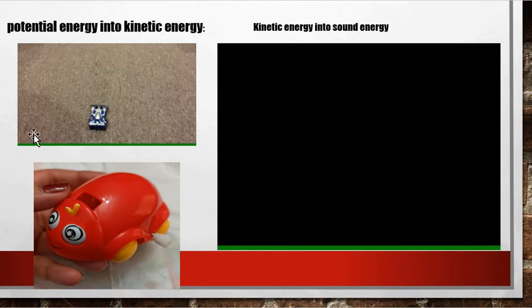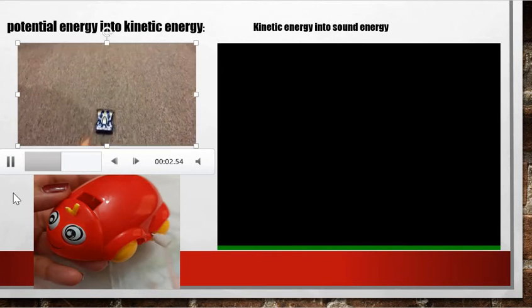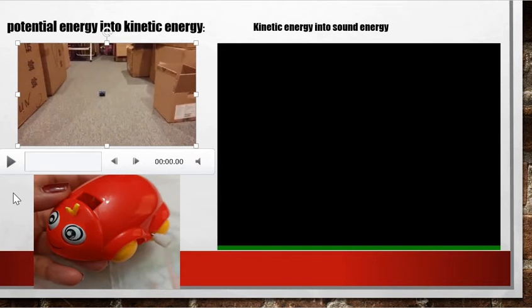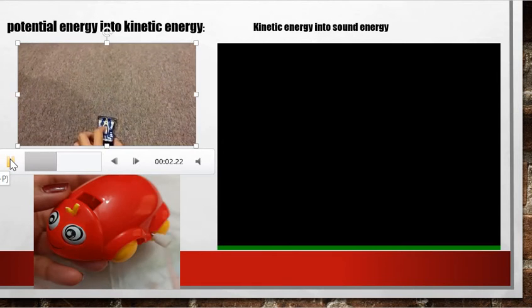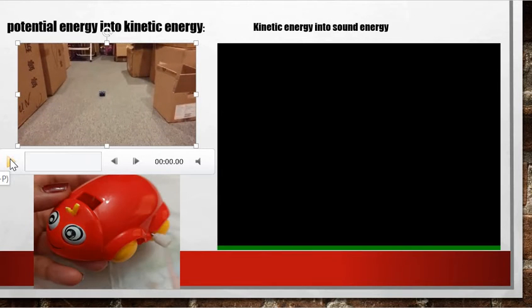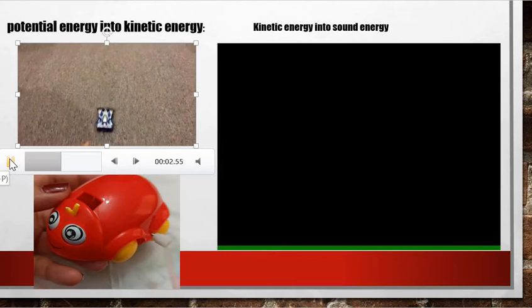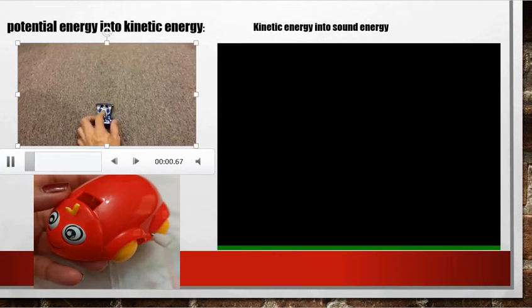Look at this video. He put the car back and then left it. It moved, right? So when you pull it back, you give it potential energy, then leave it, and it changes into kinetic energy again. Potential energy, kinetic energy. Okay.